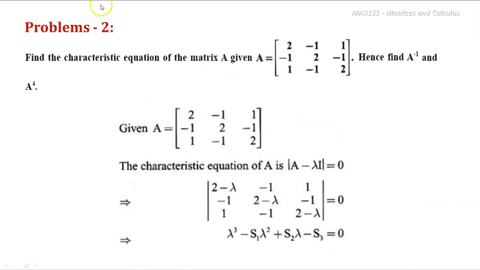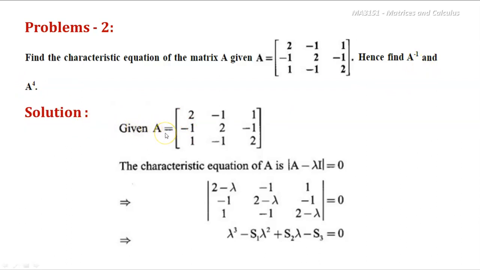Now we are going to discuss the second problem. Find the characteristic equation of the matrix A given A equal to the 3 by 3 matrix. Hence, find A power minus 1 and A power 4. So, after finding the characteristic equation, we want to find A power minus 1 and A power 4, since we already discussed that Cayley-Hamilton theorem is used to find the inverse of the matrix and higher powers of the matrix.